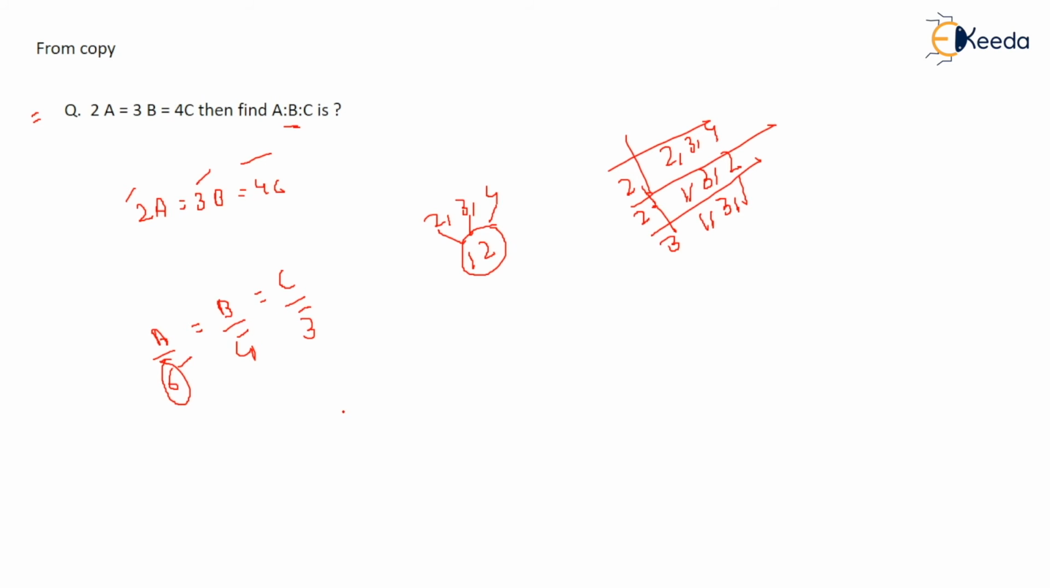Now you can find the ratio. The ratio is 6 comma 4 comma 3. It cannot be cut further, so this is the final ratio of a, b, c. Simple question. Okay, so let's say this question: a by 2 equal to b by 3 equal to c by 4.